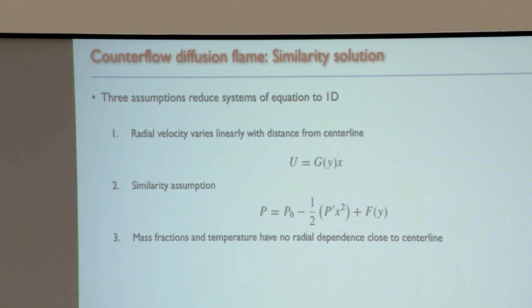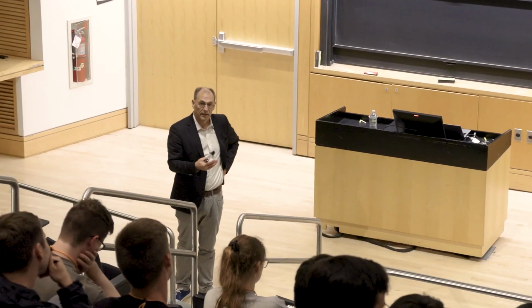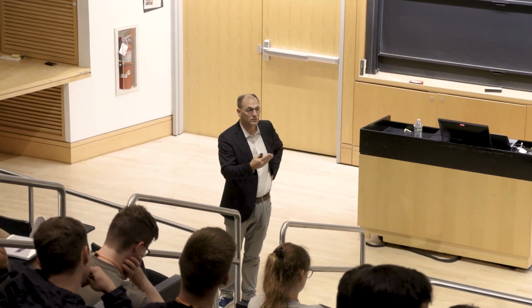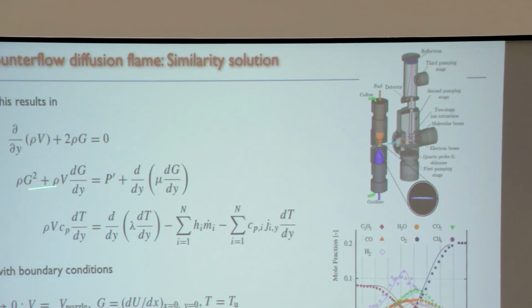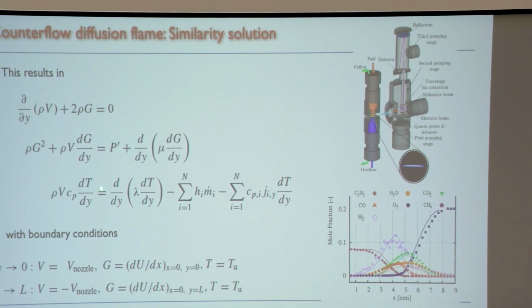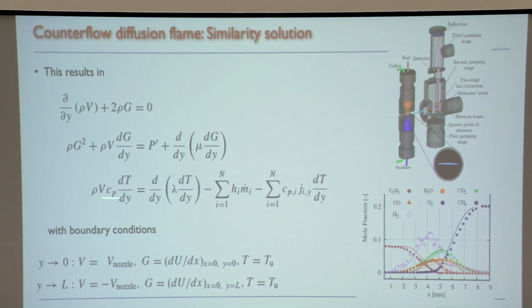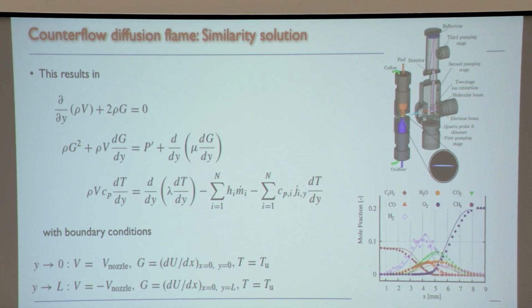Let's say from experiment you know it has a similarity solution, and then you just make assumptions such that it all reduces into one dimension. So these are these assumptions. If you plug this in, you will see this is what you get. And all of a sudden, the x coordinate here disappeared, okay? So this is all a function only now of y.